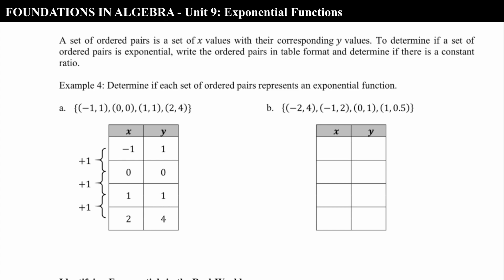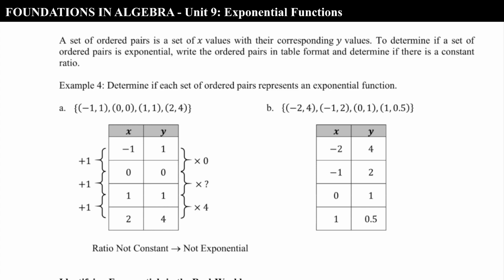What times 1 gives me 0? That's 0. What times 0 gives me 1? Well, there is no number that exists. You can't multiply 0 by anything to get 1, because anything times 0 is 0. And just furthermore, 1 times 4 gives you 4. So obviously we do not have a constant ratio, so it is not exponential.